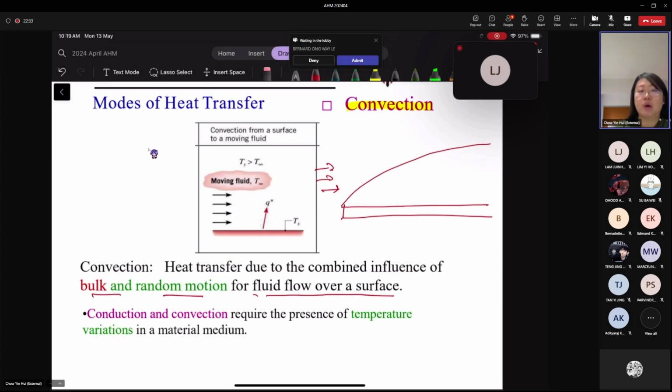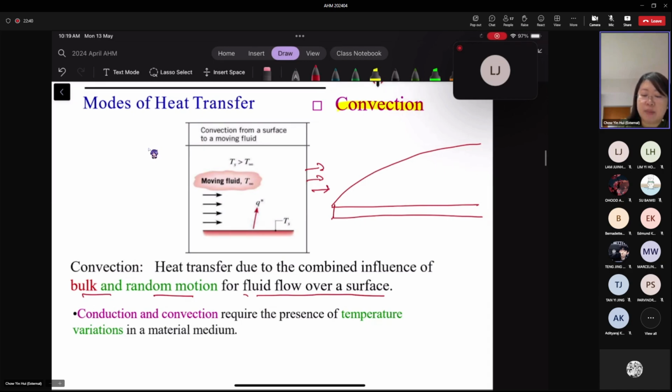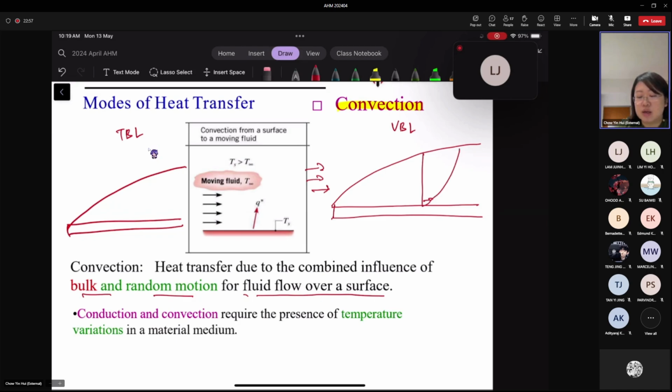And when we talk about it, what actually happens is you have a thermal and a velocity boundary layer. Sometimes they may intersect with each other, something like this. Let's say this is the thermal boundary layer and this is the velocity boundary layer. So you know that your velocity boundary layer will look like this, the velocity profile. Actually, what happens to the temperature profile? It's also somewhat like this when we have convection.